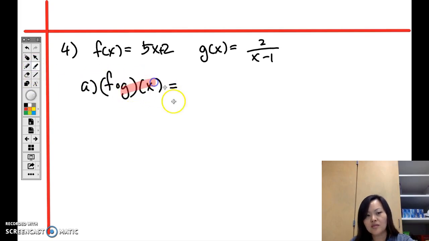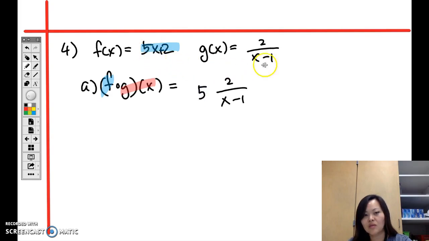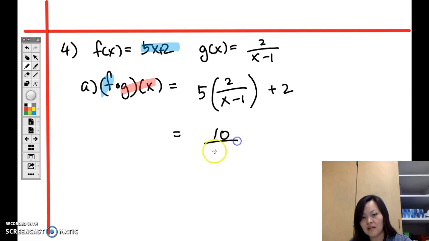So what we're going to do is we're going to do the back part first, which is g of x. So we have 2 over x minus 1 because that's g of x, right? But then we're going to plug that into what? f of x. So you see here, here's f of x. Instead of x, what are we putting in? 2 over x minus 1, right? So I'm going to put 5 here because it's 5 times x. But instead of x, I'm going to put in g of x, this whole thing. And I'm going to go plus 2. Let's see if we could simplify. 5 times 2 is 10. Okay, so it's going to be 10 over x minus 1. And then just put plus 2 here.